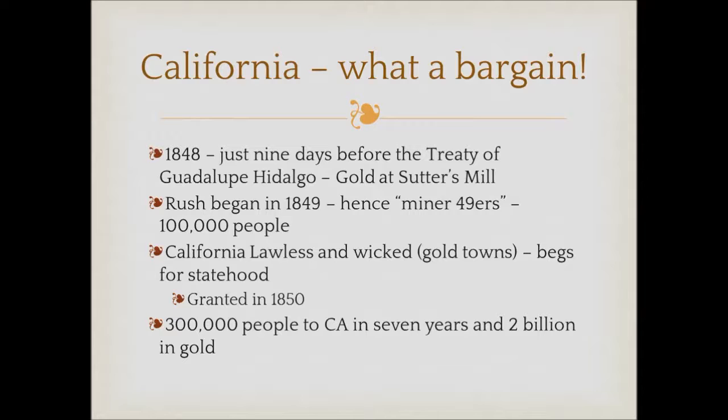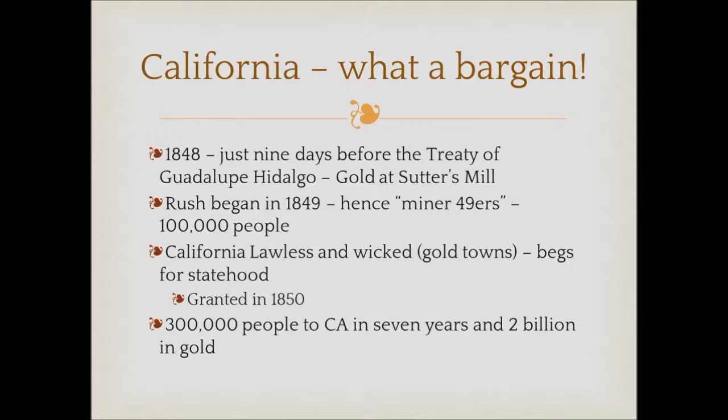But anyway, we call the gold mining people, that rush of people, the miner 49ers. And that's because the big rush will take place in 1849. Just in that year alone, 100,000 people rushed into California, and so it becomes the gold rush. California becomes a horrible place. There's no one in charge. These gold towns come up and fall down overnight. Literally, people are able to do whatever they want because nobody's in charge.